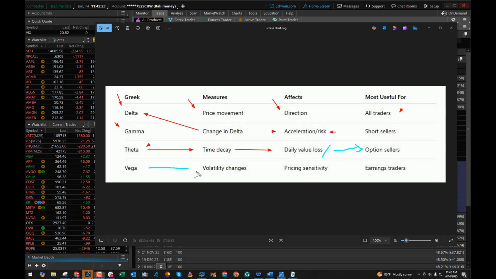Vega is your volatility change. V for volatility. Delta, D for direction, right? And theta, I would say time. Theta, time.